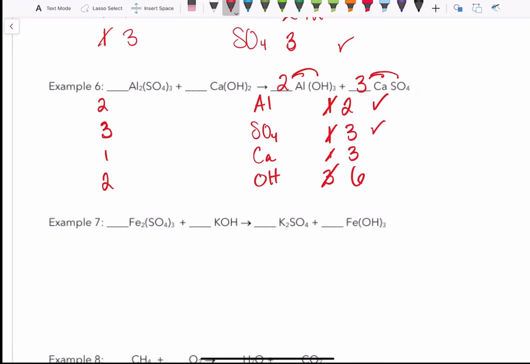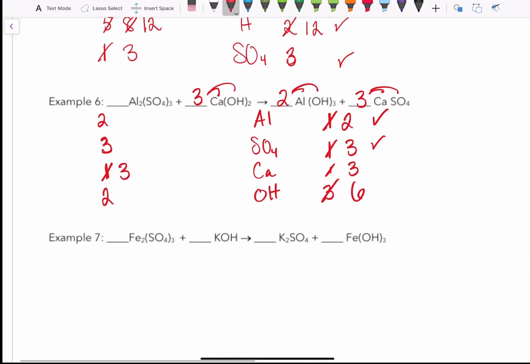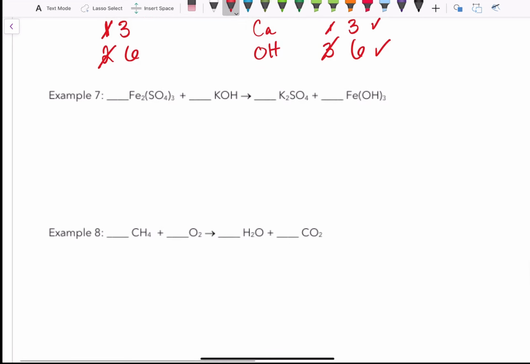So on our left side, our reactant side, it's a 1. Let's multiply that by 3 and turn calcium into a 3. But it also changes hydroxide. However, it is really convenient because we multiply that 2 by 3, it becomes 6, and that balances the equation for us. Okay, hopefully there are no more typos in the next couple.